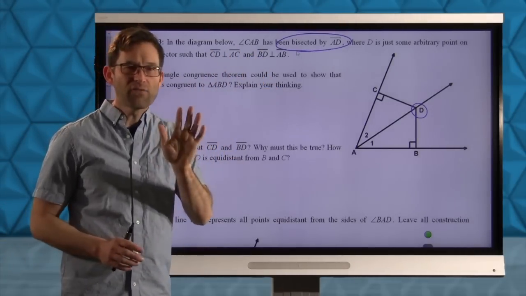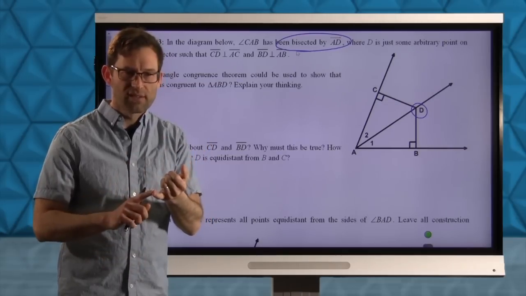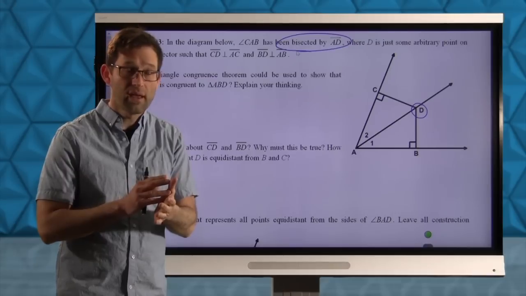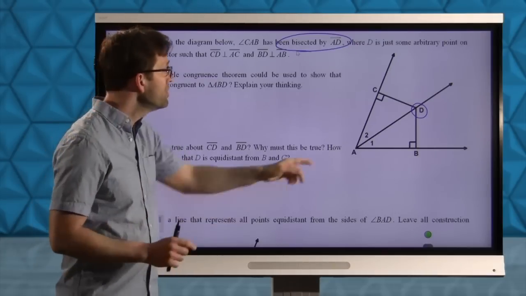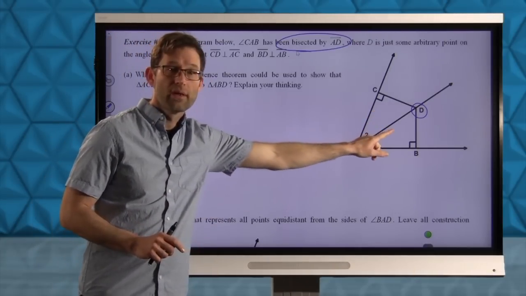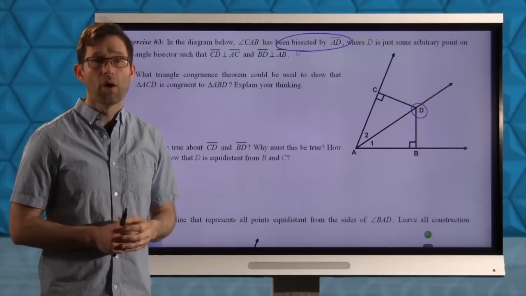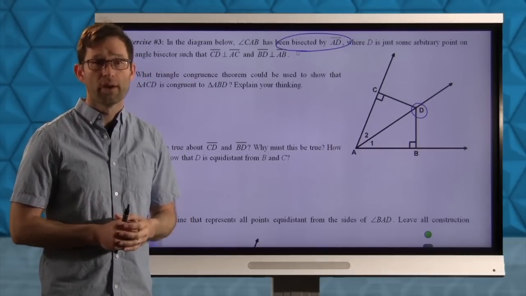So given everything that we were told up here, which of the 5 triangle congruence theorems, side-side-side, side-angle-side, angle-side-angle, angle-angle-side, or hypotenuse-leg, could be used to justify that this triangle is congruent to that one? Pause the video now and think about what you know and which theorem would be the right one.